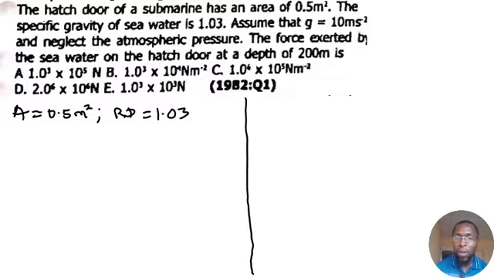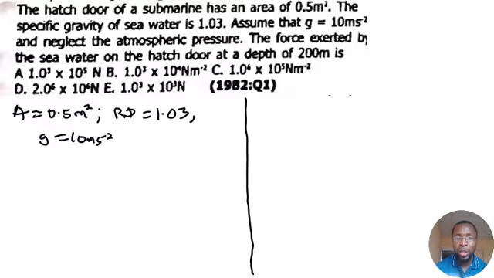Assume that g is 10 meters per second squared. Now you see, in this case g is given as 10 meters per second squared, so do not use 9.8 when you are given 10 in the question. Whatever you are given is what you use. So in this question, our acceleration due to gravity is 10 meters per second squared, and we are to neglect the atmospheric pressure.